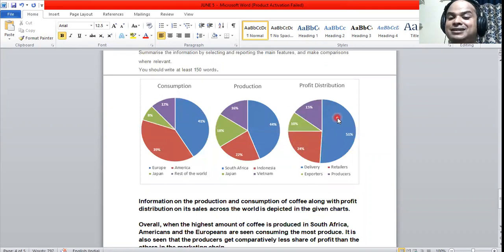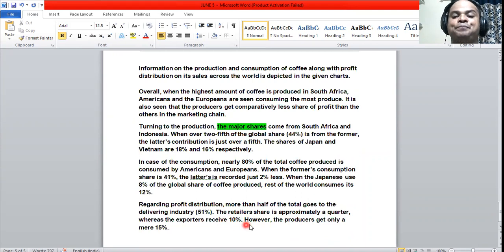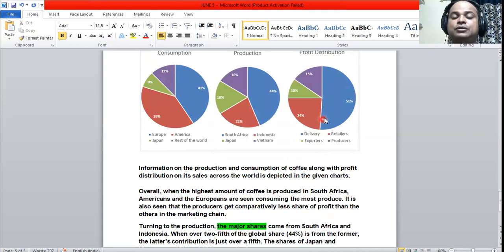So I have presented 1, 2, and 3 there. So there is a logic behind that. However, the producers get only a mere 15 percent. So most of these, 51 plus 24 plus 10, goes to the distribution chain, and only 15 percent is what we receive for the producers. So the producers receive only 15 percent of the profit there.